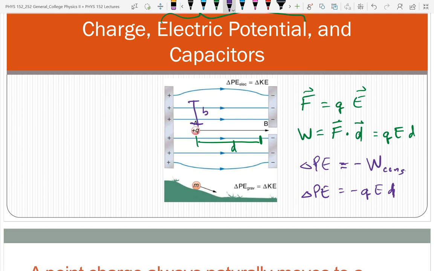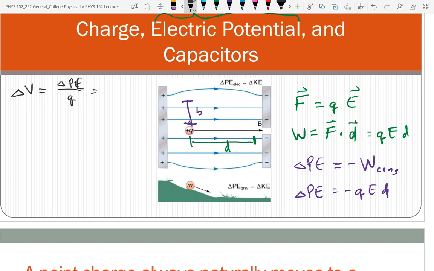Well, now that I have that, I can go to a couple more things. What's the change in voltage? What's the definition of change in voltage? It's always the change in potential energy over the charge. So the voltage or electric potential change, notice it's the change in electric potential or the change in voltage, is change in potential energy over Q, which means it's going to be minus ED. Why minus?